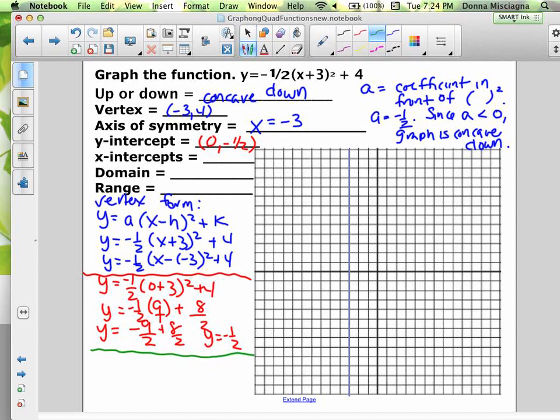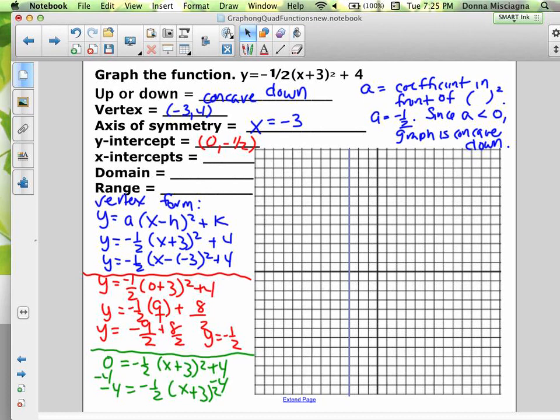We just plug in 0 for the y. So we have 0 equals negative 1/2 x plus 3 squared plus 4. Our first step is to subtract 4 from both sides. So we have negative 4 equals negative 1/2 x plus 3 squared. We need to get rid of the negative 1/2. If we have a fraction, you multiply by the reciprocal. If it's negative, you multiply by the negative reciprocal. So if we flip the 1/2, that becomes a 2.